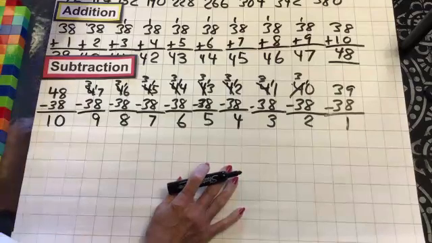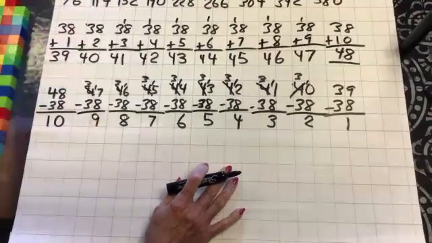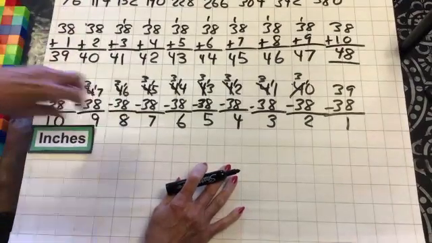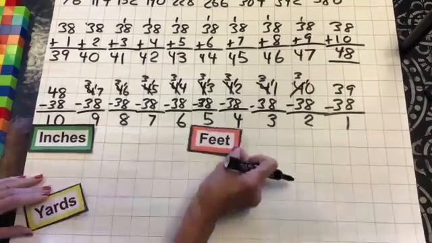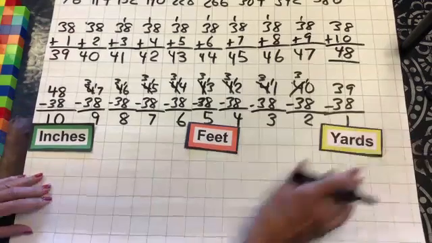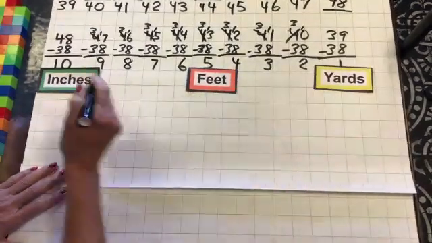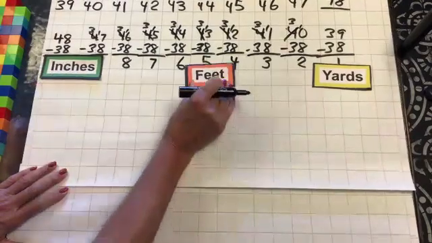Lots of good math going on there. It's important that we practice these facts. All right, we're moving on to our linear measurement. Inches, feet, and yards. So today our number is 38. So we have 38 inches. I'm going to move this all the way up so we save some paper here.